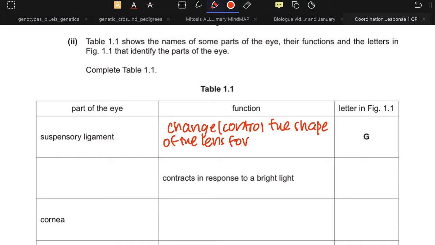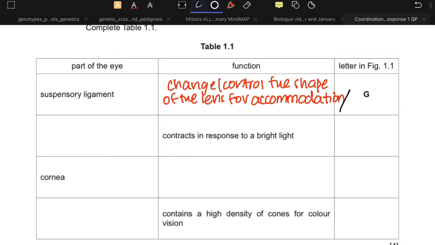Right, for accommodation. Now remember, a common mistake that people make here is getting the spelling of accommodation wrong. So make sure you know what the spelling of accommodation is, because I remember when I did one of the papers and when I did my exam for this topic, I got the spelling of accommodation wrong. So that's definitely something that I feel like a lot of people can make mistakes in. So for accommodation or focusing.